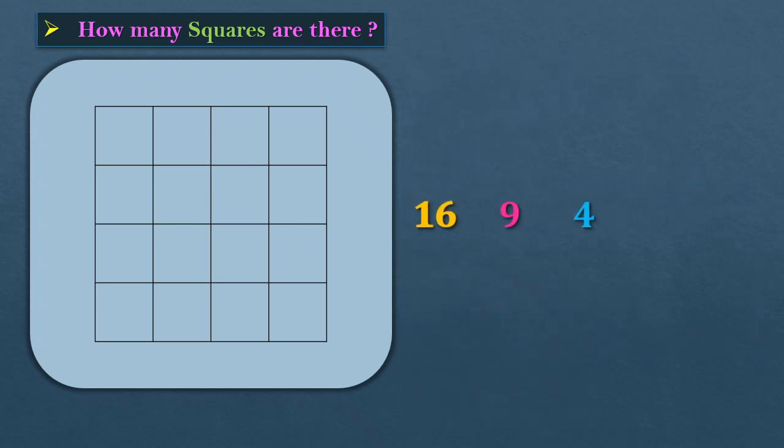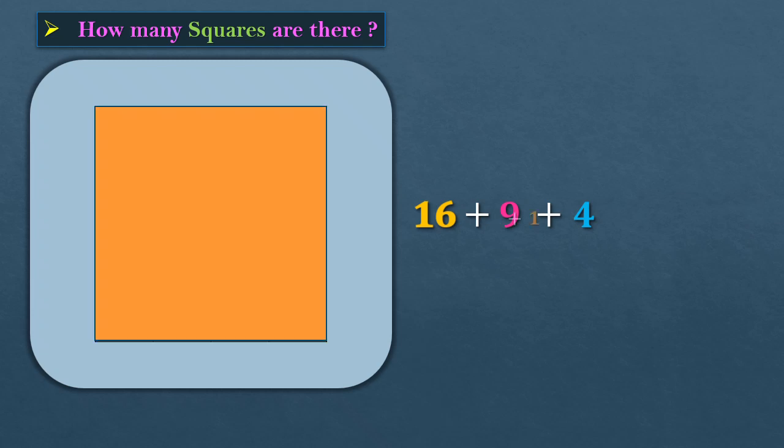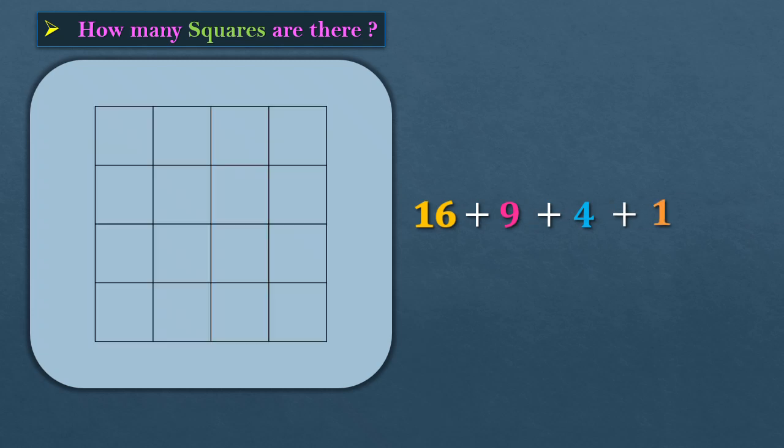So the number of squares we counted until here is 16 plus 9 plus 4. And we count the main square itself, which adds one more square to our total. So the total number of squares is 16 plus 9 plus 4 plus 1, which is equal to 30. Even though the figure looks simple, it actually contains many more squares than most people expect. This problem shows how careful observation and systematic counting lead to the correct result.